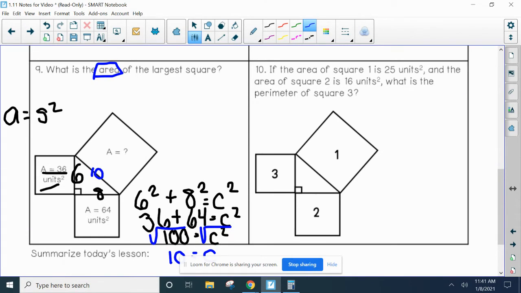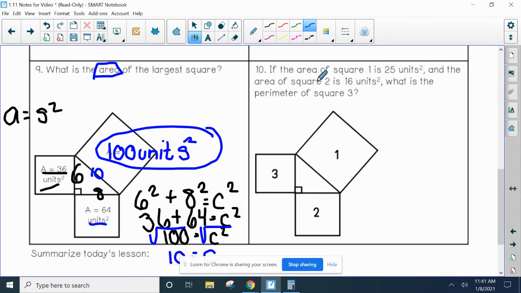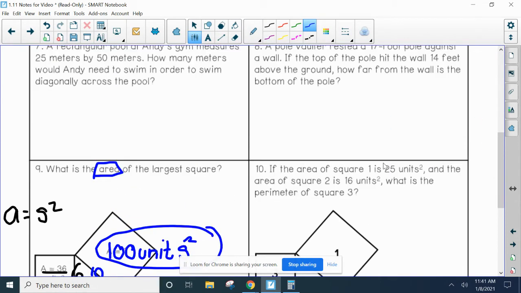I already determined that the area of a square is side times side. So 10 squared is going to be 100. And they didn't give us anything but units. So 100 units squared is our answer. All right, so I want you to go ahead and pause this and go ahead and do 8 and 10.